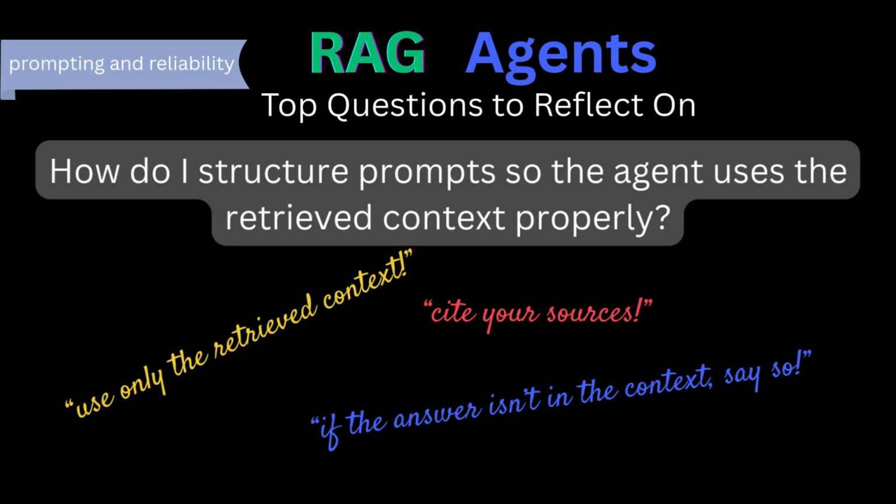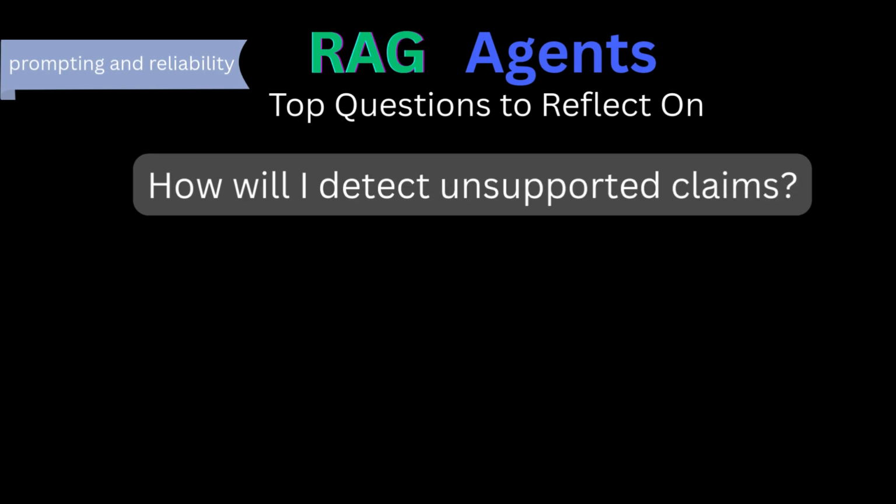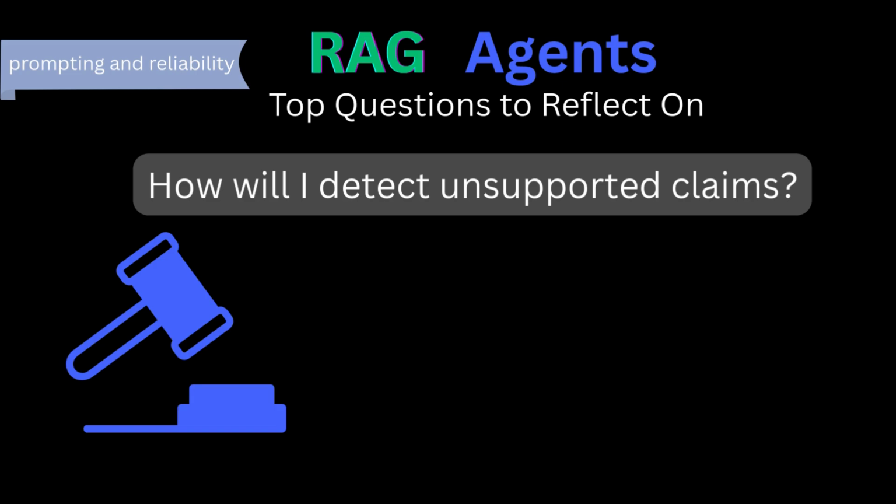Reliability isn't optional. Another question is, how will I detect unsupported claims? For example, in a financial analysis tool, if the agent claims a company had a revenue drop last quarter, I need to ensure that statement actually appears in the earnings report. Validating outputs against retrieved evidence is key.